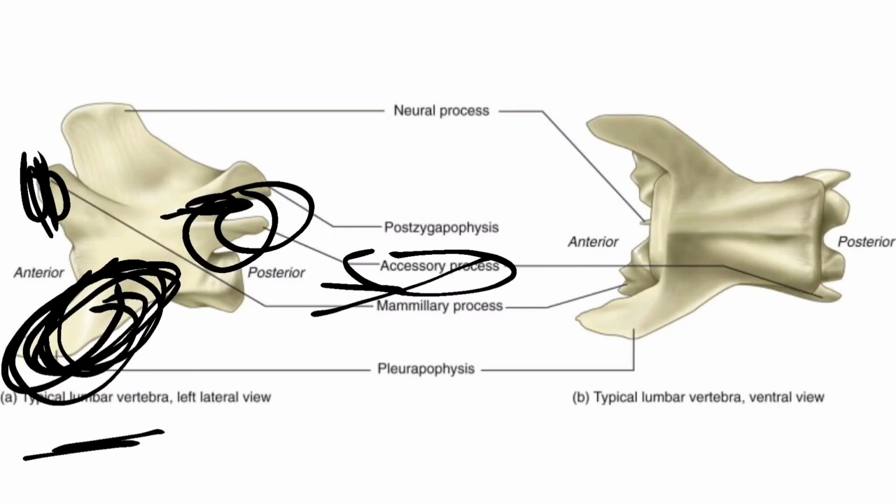With this, we completed the general description of the typical vertebra. From the next video, we will be discussing in detail the cervical, thoracic, lumbar, sacral, and coccygeal vertebrae. This is about today's video.